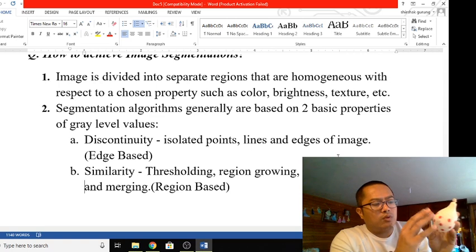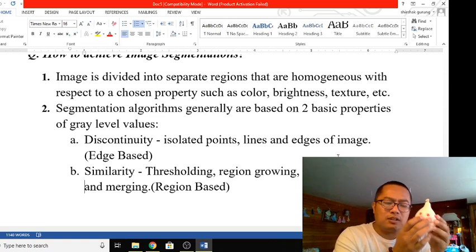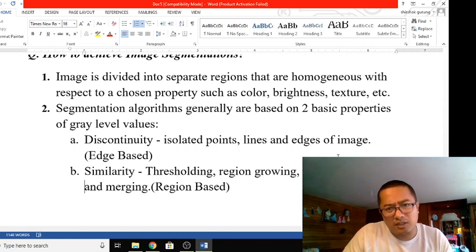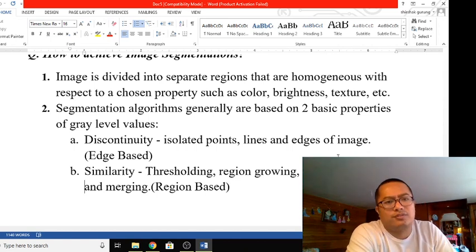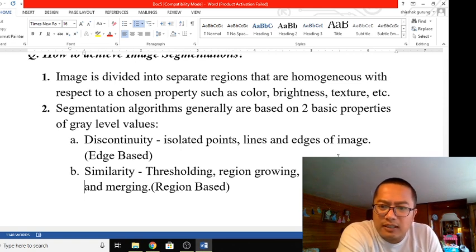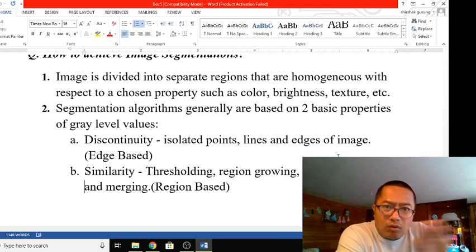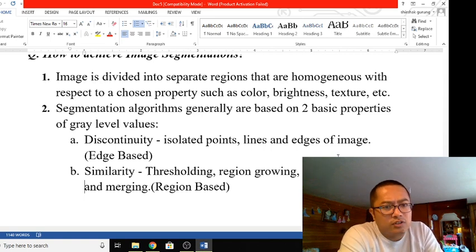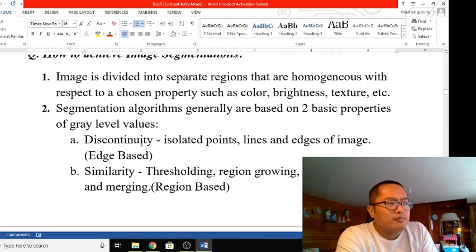So based on the pixel intensities, we know that an image is a 2D matrix of intensity values, right? If it is a black and white or grayscale image, you only have one matrix. If it is a colored image, you've got three matrices, R, G, and B. Whatever it is, based on the pixel intensity, you do image segmentation either based on discontinuity or based on similarity. So what is discontinuity?